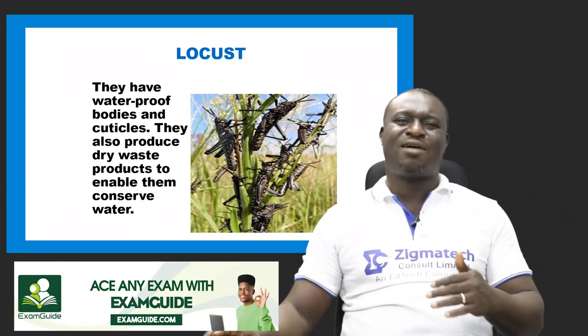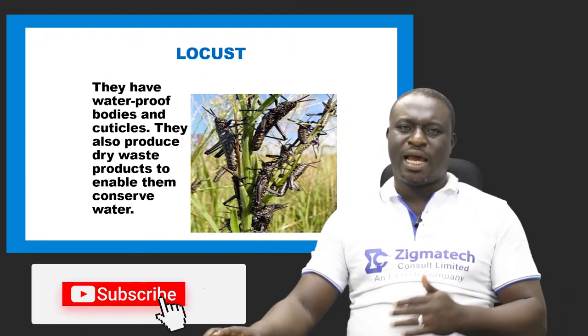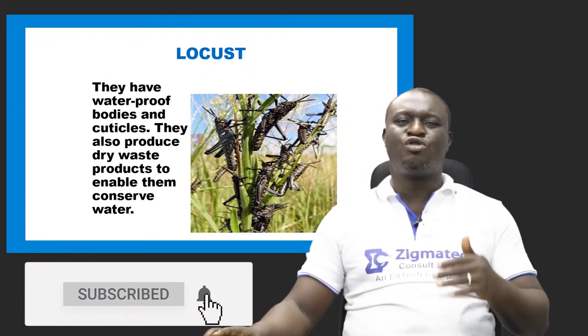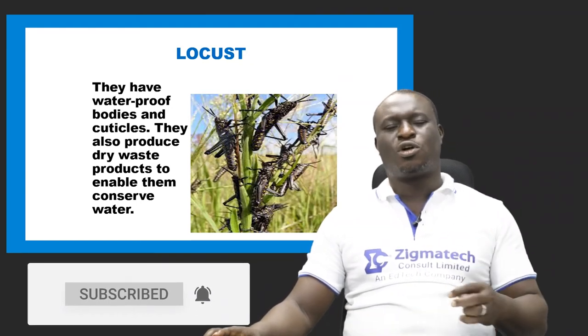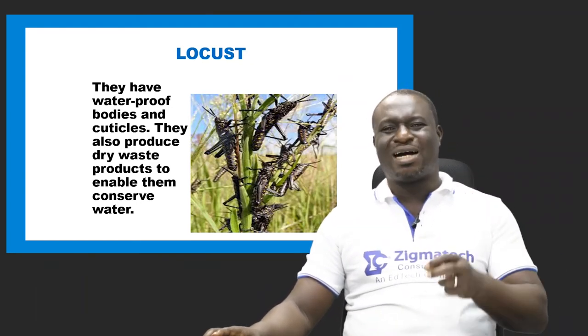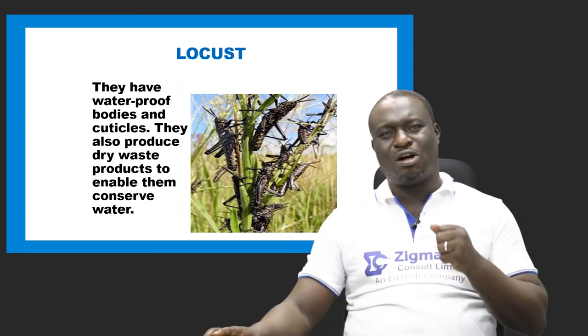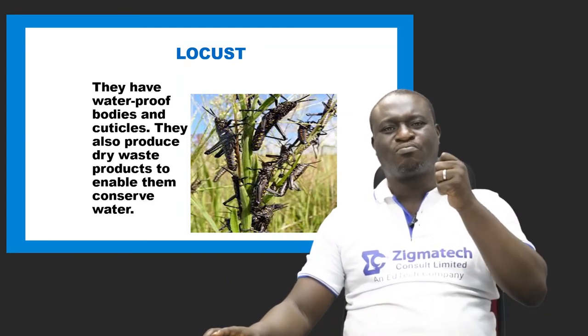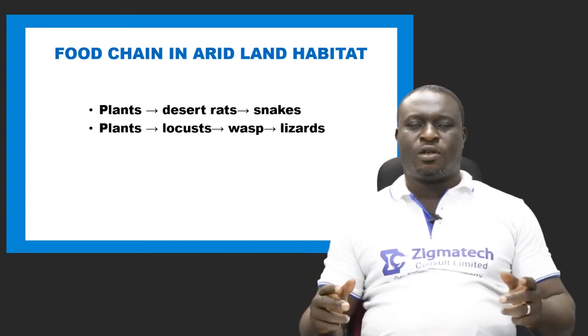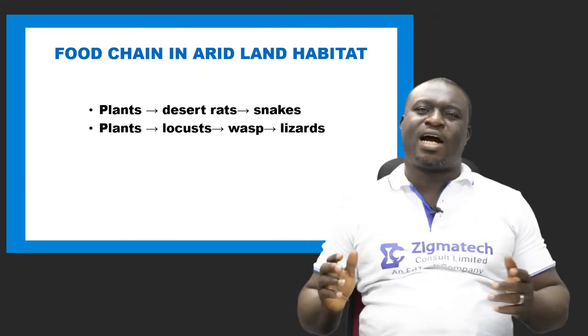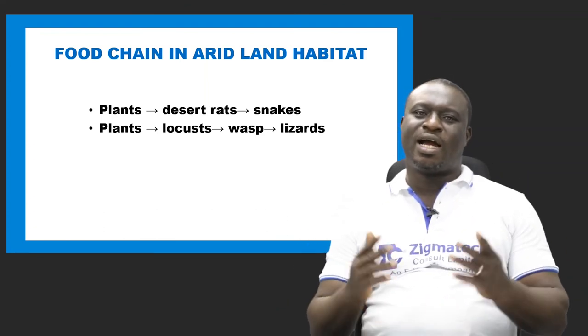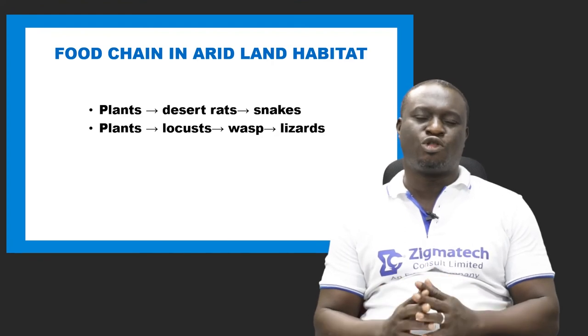Now, the locusts have waterproof bodies and cuticles. They also produce dry waste products to enable them conserve water. Locusts are also found in arid land. Let's look at food chain in arid land habitat. Now, we have here two food chains we're going to look at.